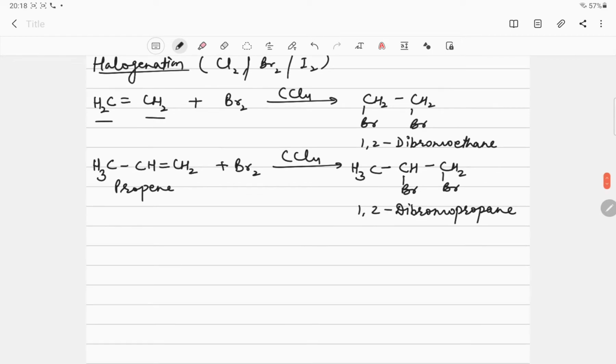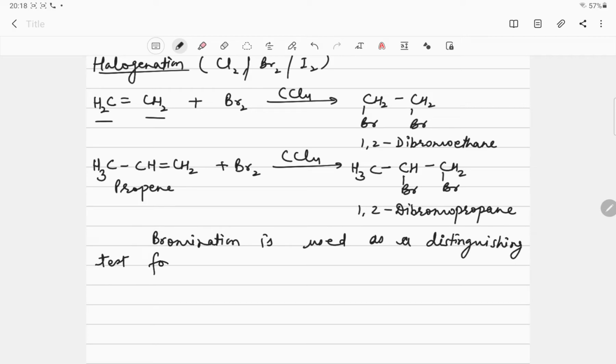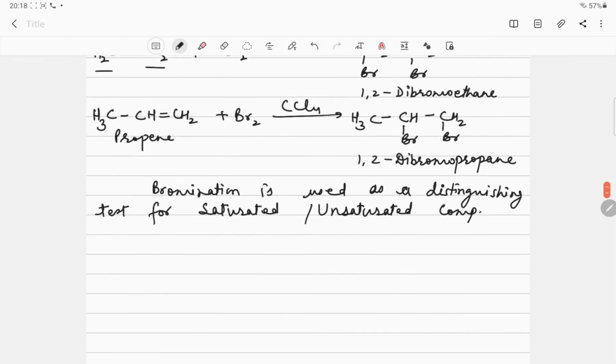Now there is one special thing about this reaction, about bromination. This bromination is used as a distinguishing test for saturated and unsaturated compounds. How can we use it?